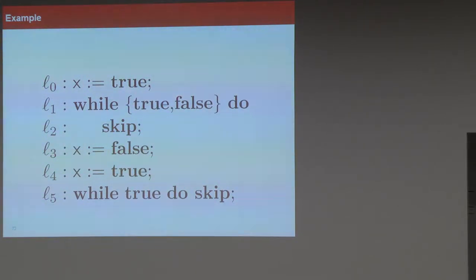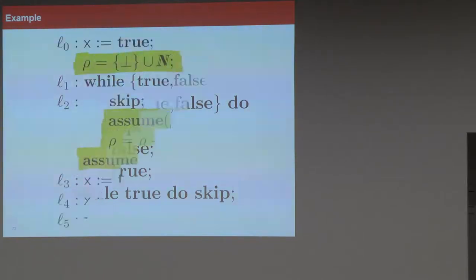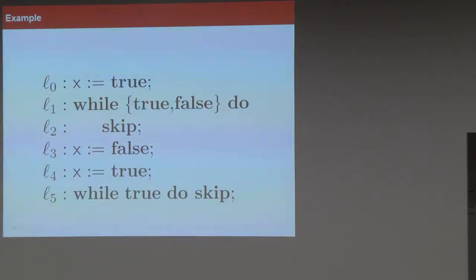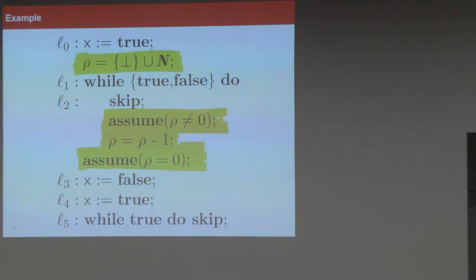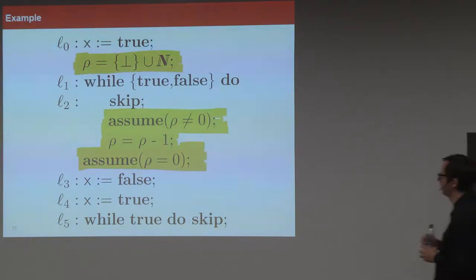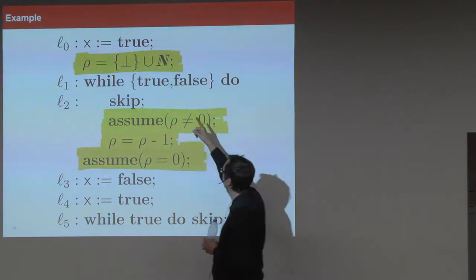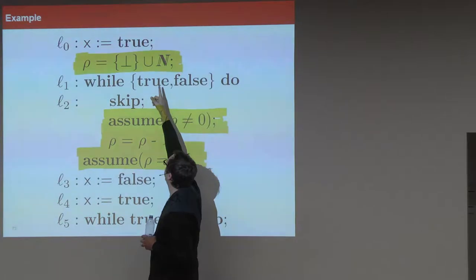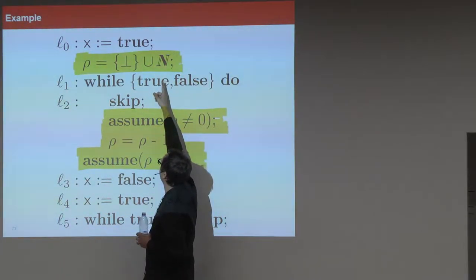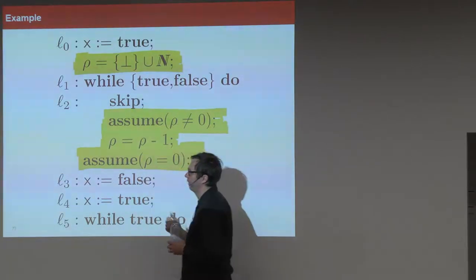Yeah. So let's look at this program. I'm going to just modify it slightly. The bit in yellow has been added. Okay, and I'm going to now describe what's going on. I have a new variable, which I can assign, it begins its life with either a natural number or some other value, bottom.